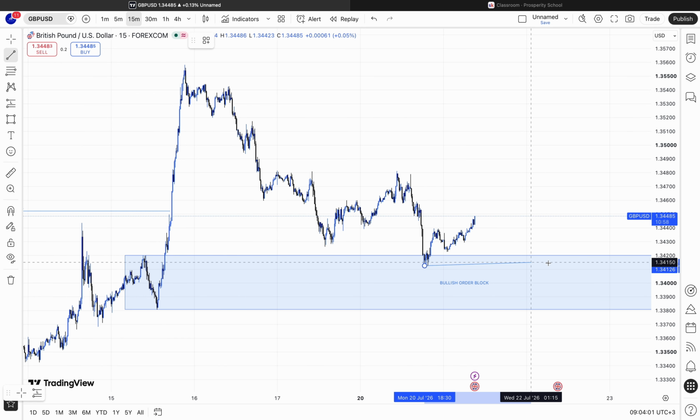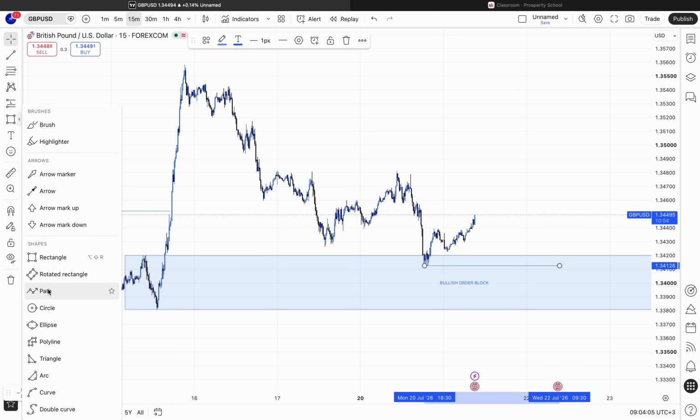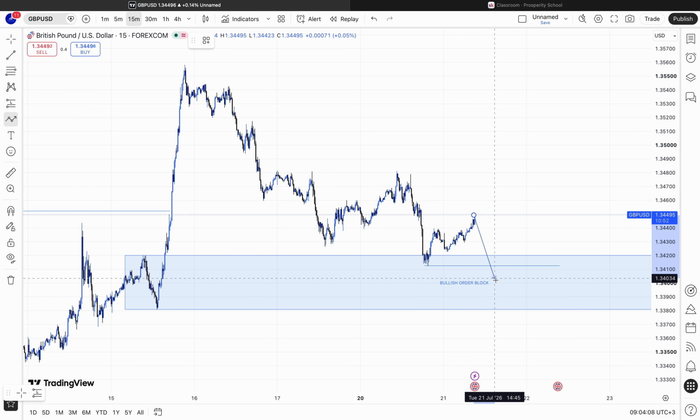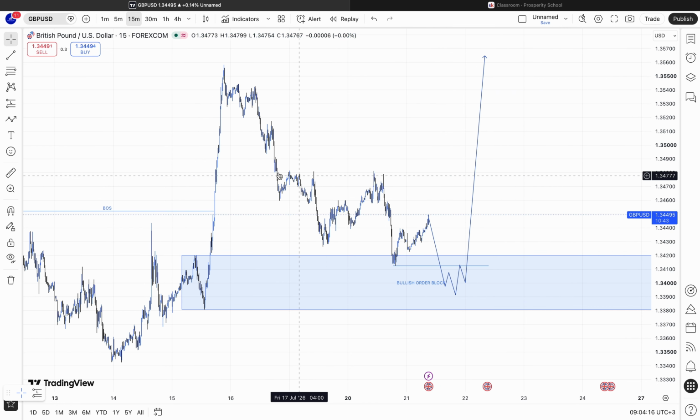Scenario number one, you're going to wait for the price to come back and check this liquidity. Then you look for lower time confirmation. Then we continue buying. That would be scenario number one.